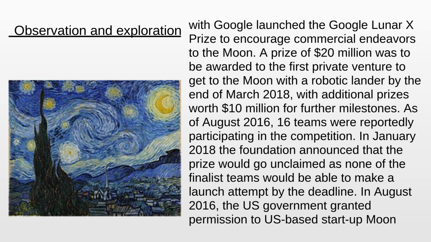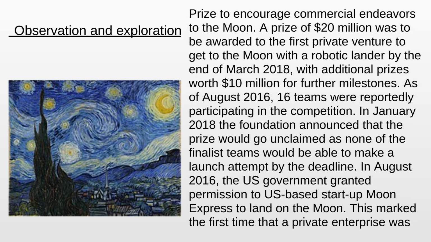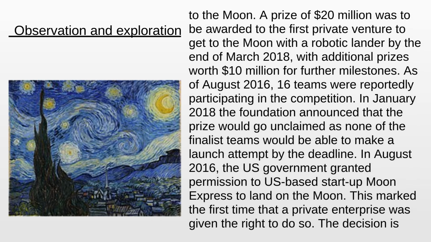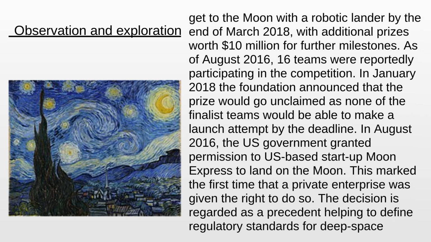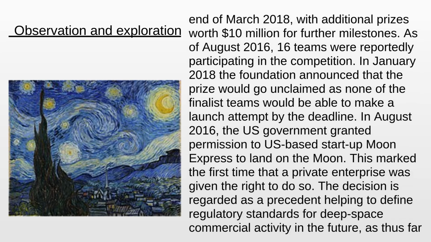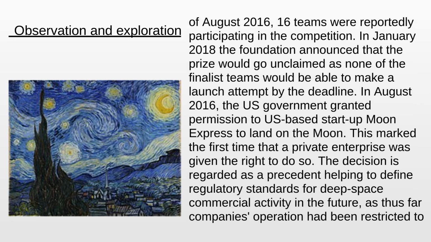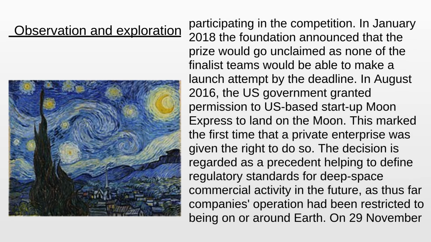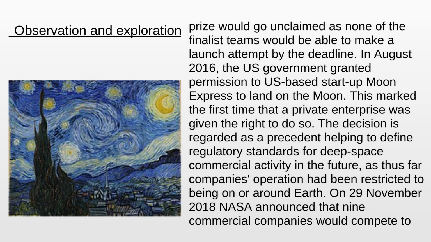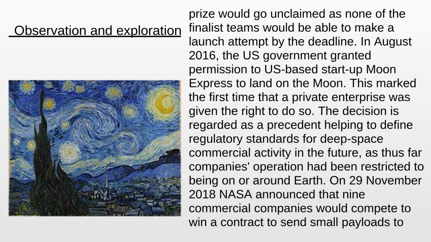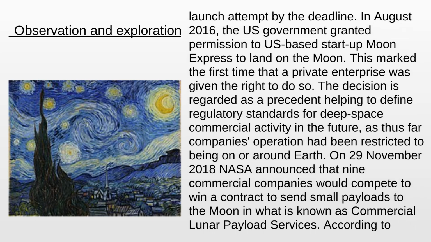In 2007, the X Prize Foundation together with Google launched the Google Lunar X Prize to encourage commercial endeavors to the Moon. A prize of $20 million was to be awarded to the first private venture to get to the Moon with a robotic lander by the end of March 2018, with additional prizes worth $10 million for further milestones. As of August 2016, 16 teams were reportedly participating in the competition. In January 2018, the foundation announced that the prize would go unclaimed as none of the finalist teams would be able to make a launch attempt by the deadline.